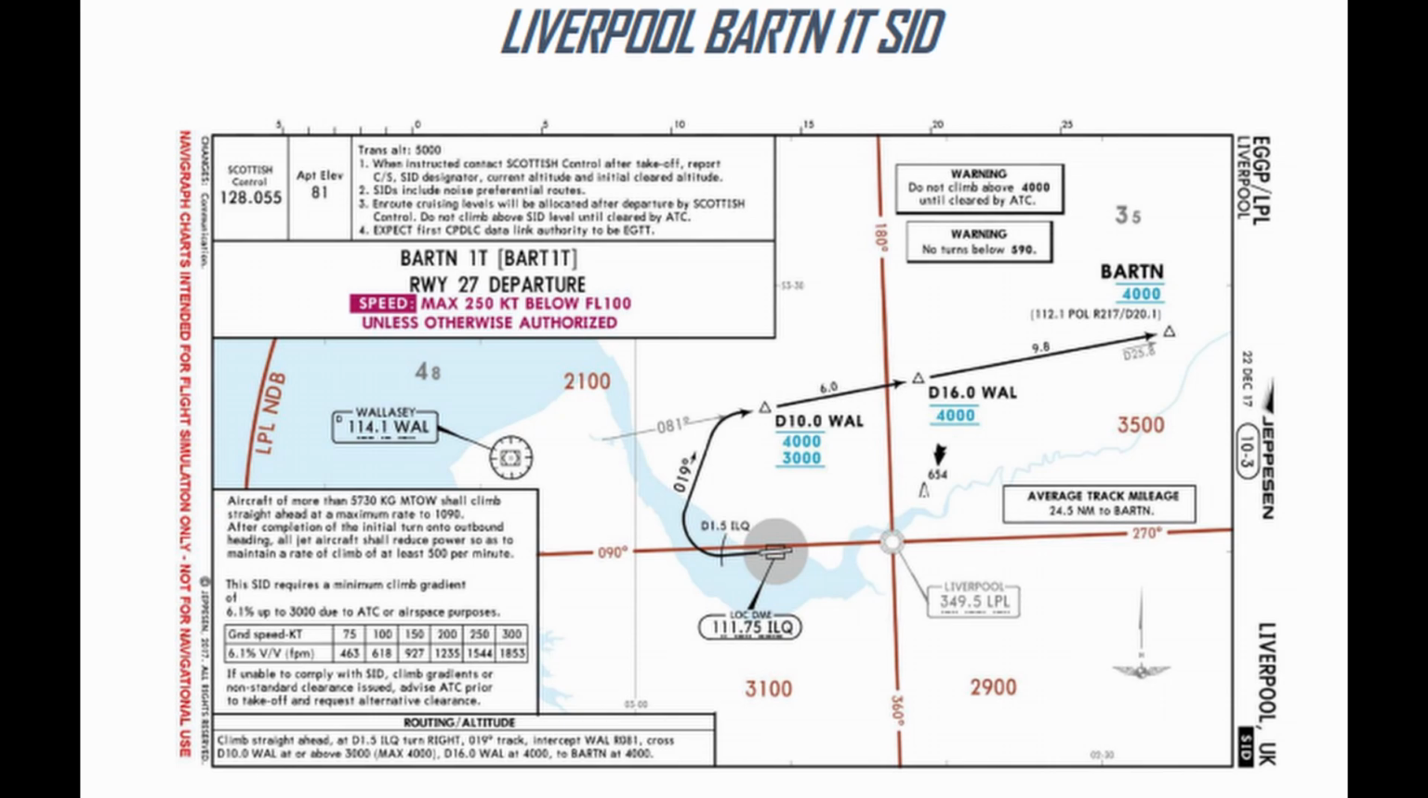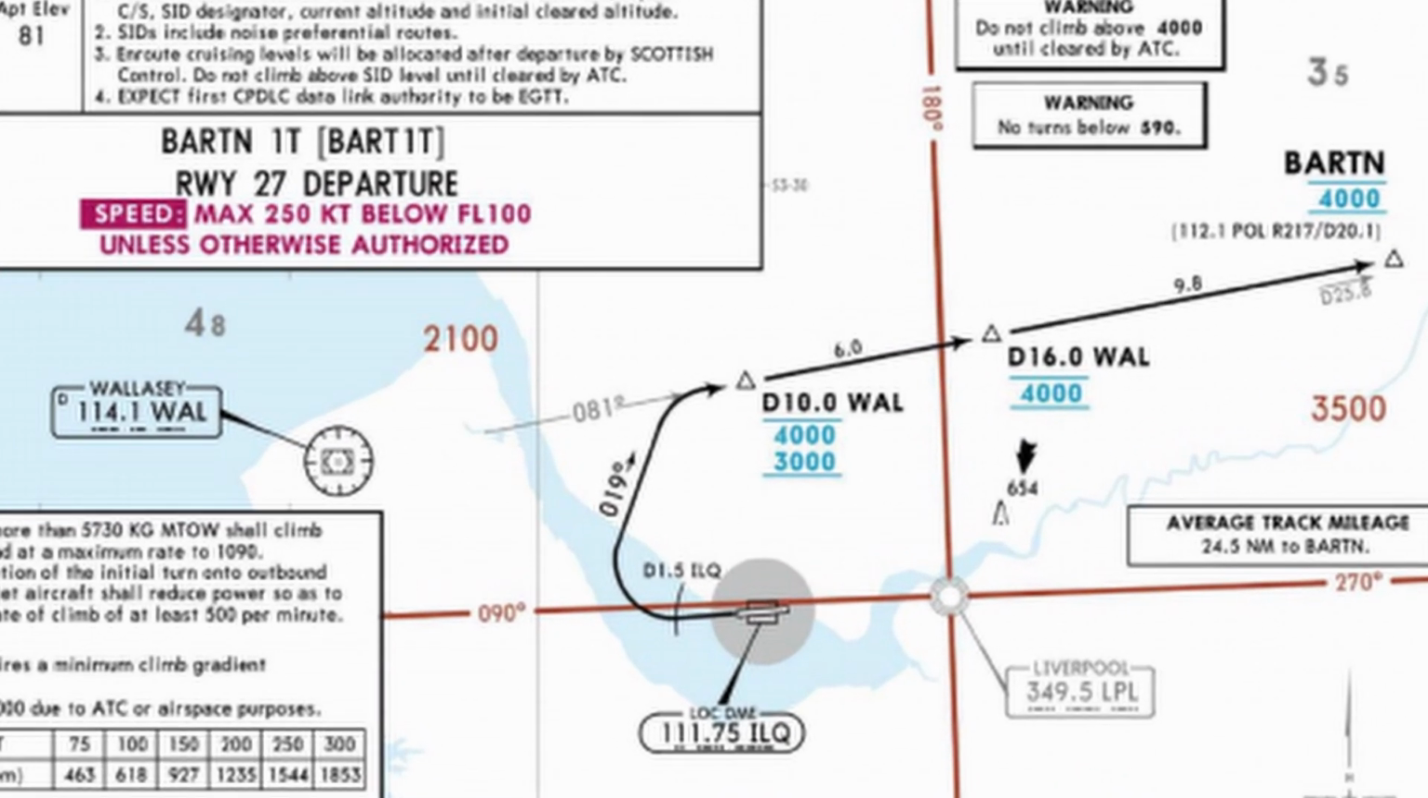And as we can see from the chart, it's the Barton 1 Tango, departing runway 27. We'll be departing in this Cessna 172, holding runway heading for 1.5 nautical miles before beginning a turn to 019 degrees. And we're to hold that heading until we hit the 081-degree radial from the Wallasey VOR.